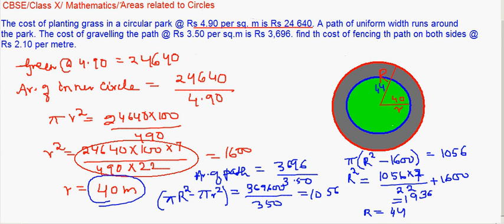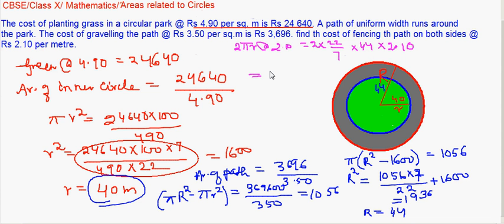We have to find the cost of fencing. That means we have to find the circumference of this circle, because that is where we will be fencing. That's given by 2 pi r. Let me write it here itself. 2 pi r at a rate of 2.10. So it is 2 into 22 by 7 into R. The longer one for the fencing part is 44 into 2.10.